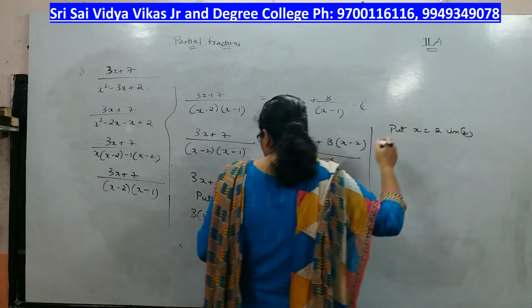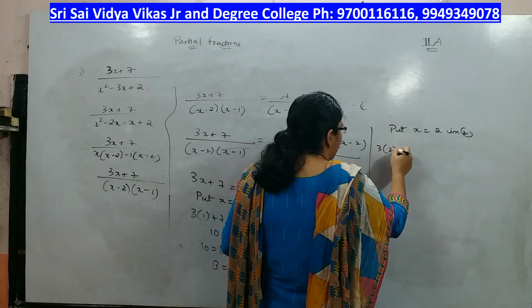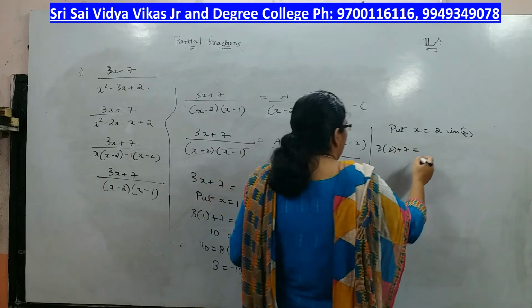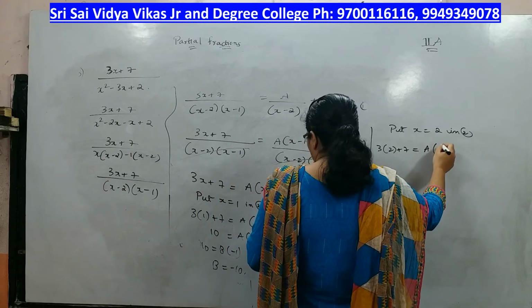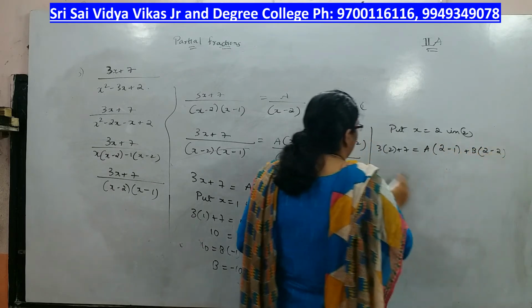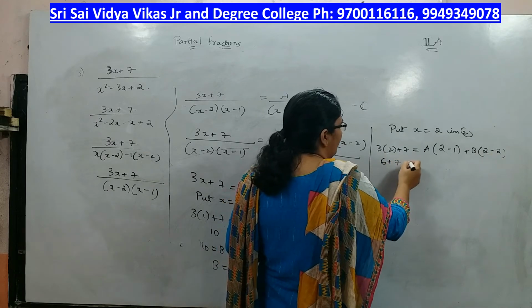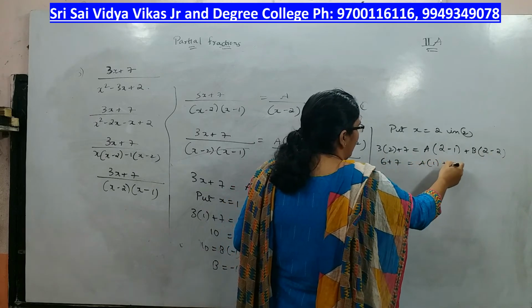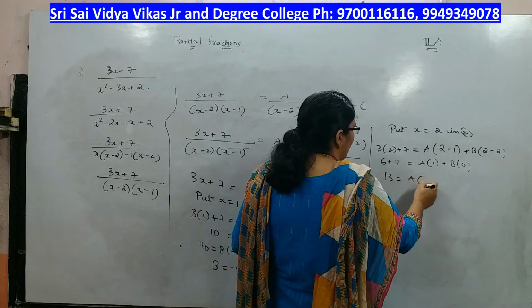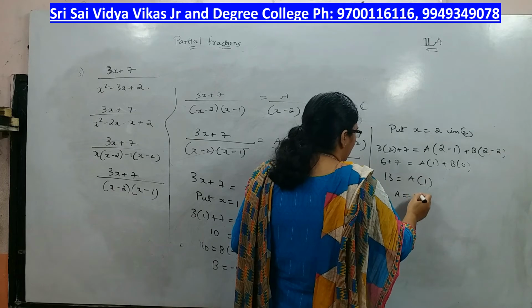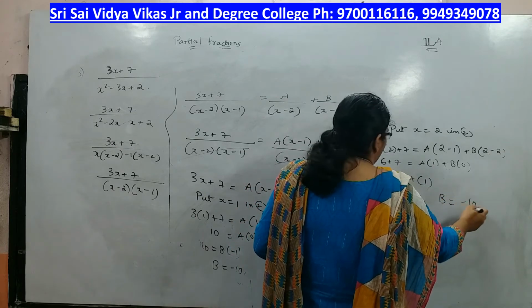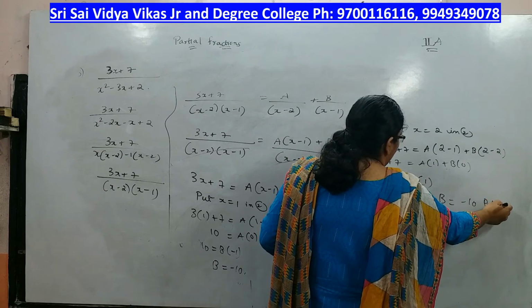What do you get? 3 into 2 plus 7 is equal to a into 2 minus 1 plus b into 2 minus 2. 3 2s are 6 plus 7. A into 1 plus b into 0. 6 plus 7 is 13. A into 1. A value is equal to 13. B value is equal to minus 10. Put it in 1.